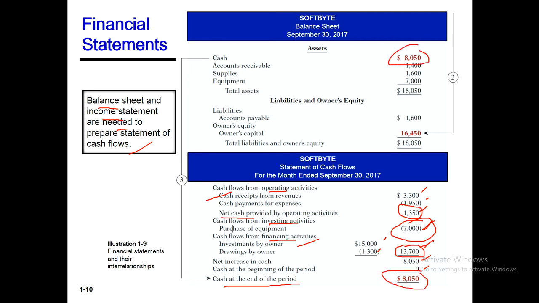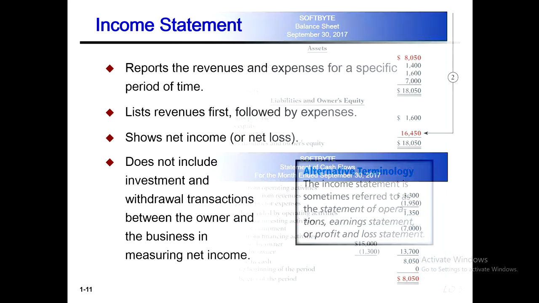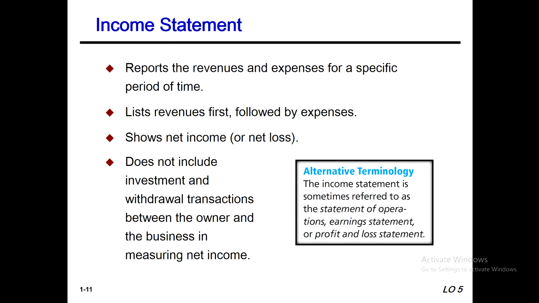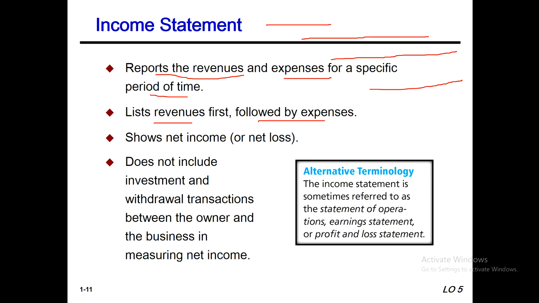Okay, so financial statements are interrelated. Now the income statement reports the revenues and expenses for a specific period of time. A specific period means it may be 1 month, 1 quarter, 6 months, or 1 year. List revenues first, followed by expenses. Show net income, and it doesn't include any investment or drawing items.